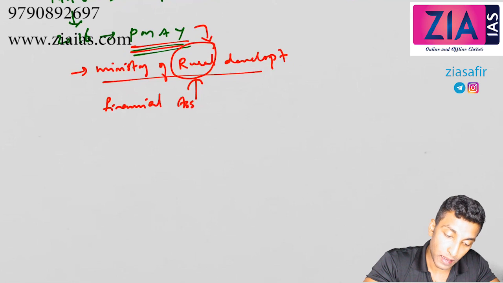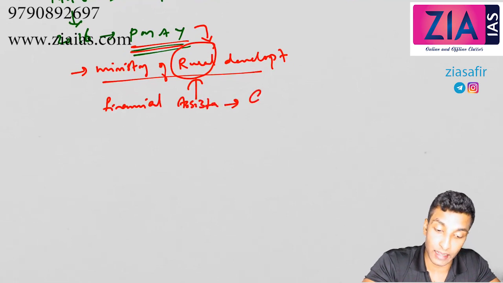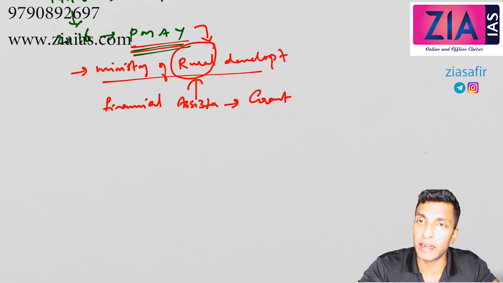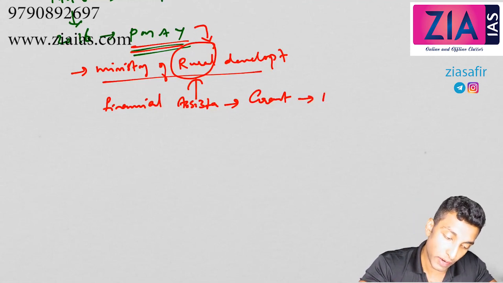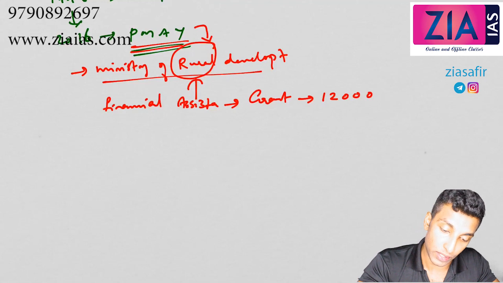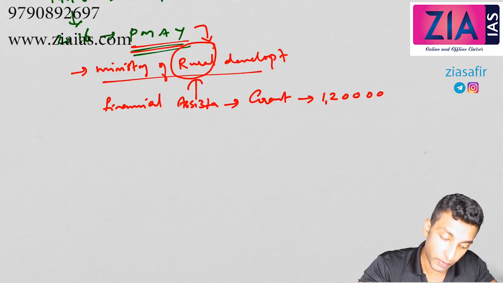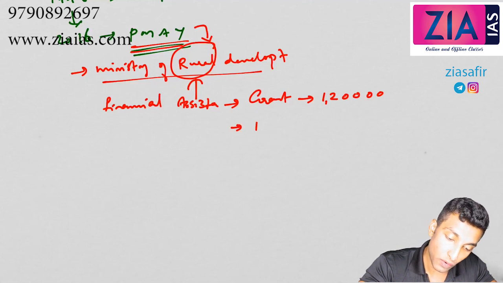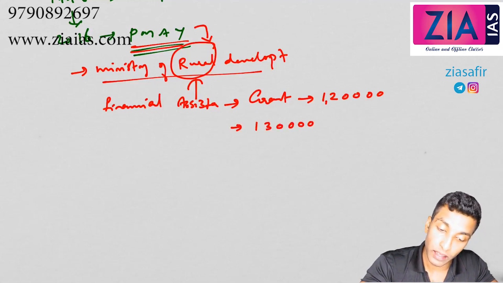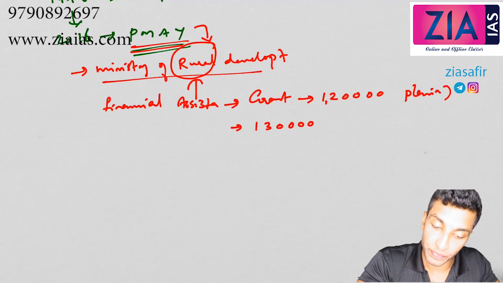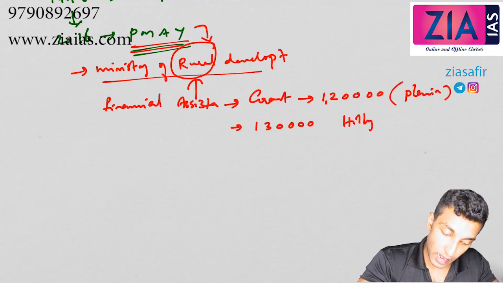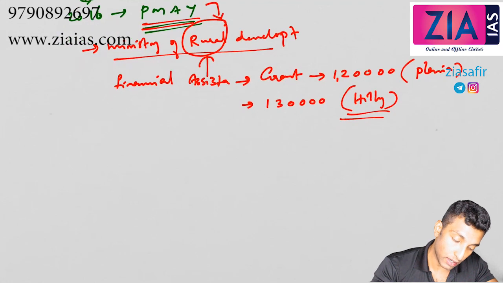Financial assistance will be provided as grant. What is the difference between grant and loan? Grant you don't have to repay. Loan you need to repay. Loan may be at subsidized interest, but you need to repay that. Grant you don't have to repay. So how much grant is given? 1,20,000 grant is given in plain areas. Something extra is given in hilly areas, 1,30,000. So this is in plain areas and this is in hilly areas.